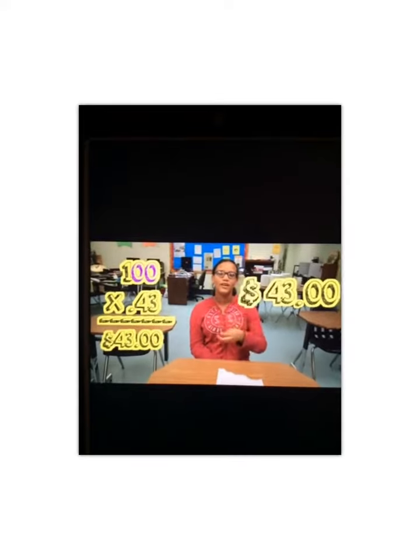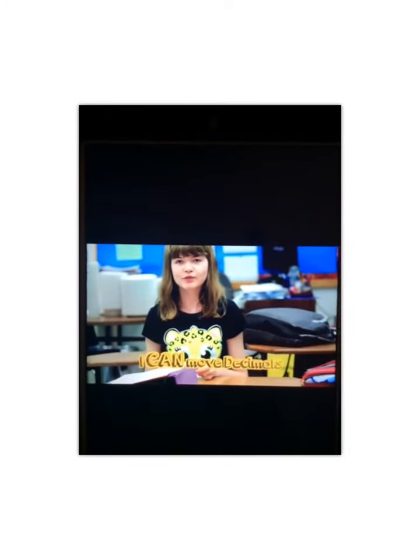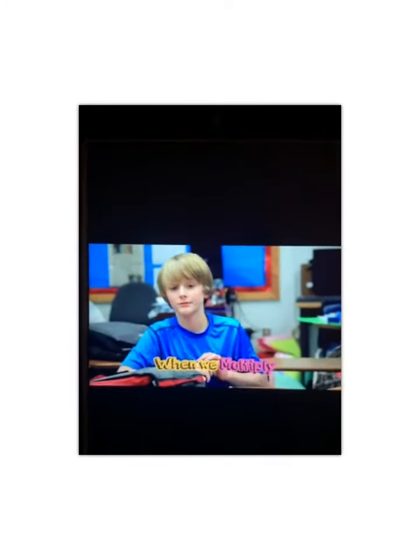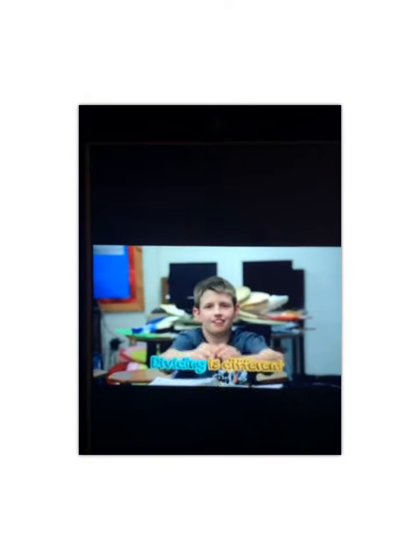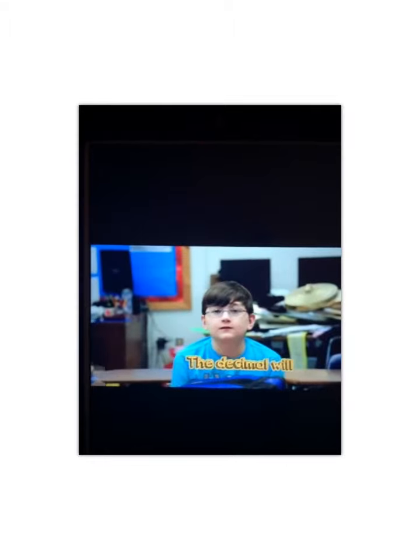To the right and you'll see that the answer's 43. I can't move decimals when we multiply. You move it to the right. Writing is different. The decimal will move to the left.